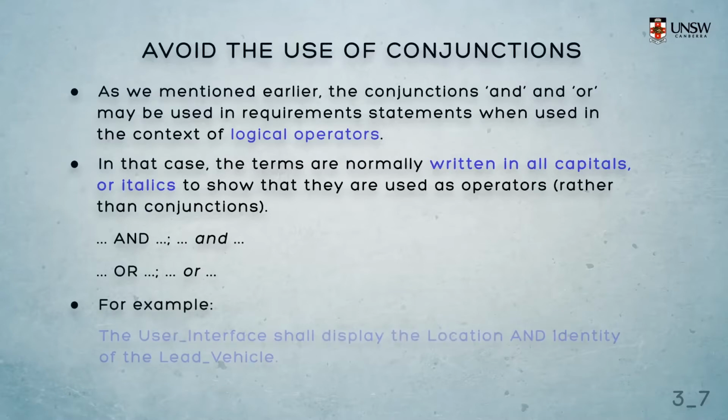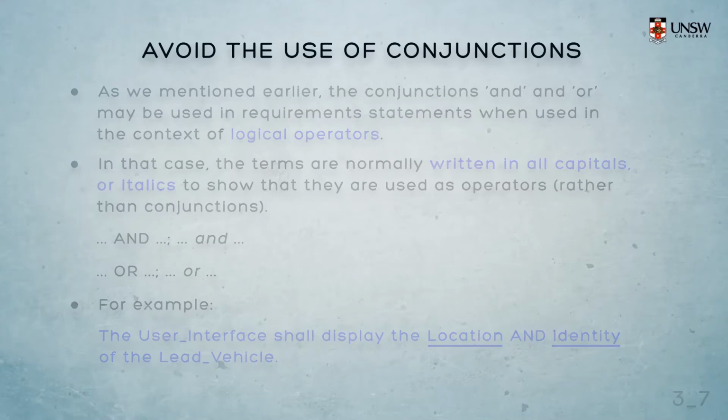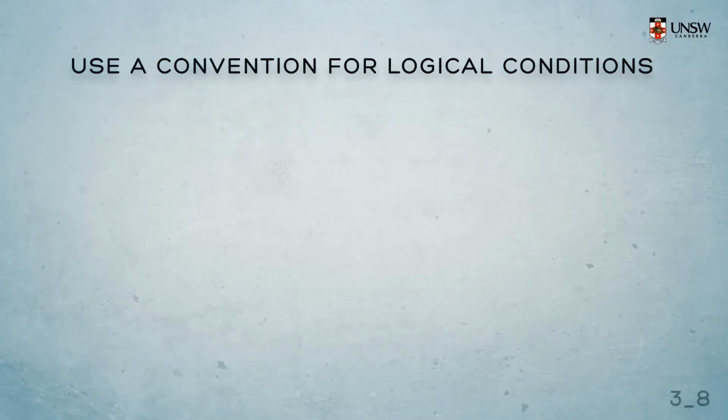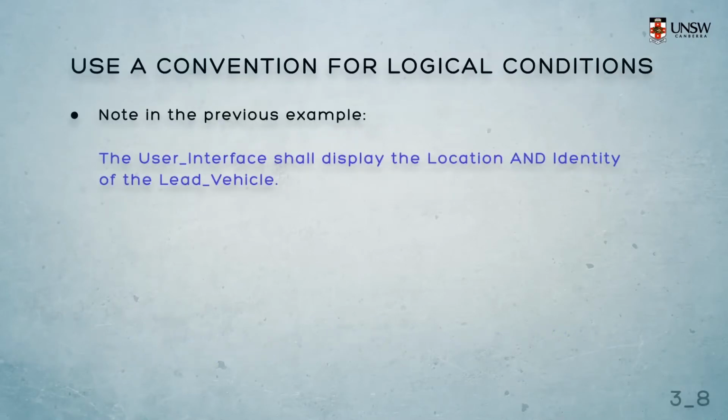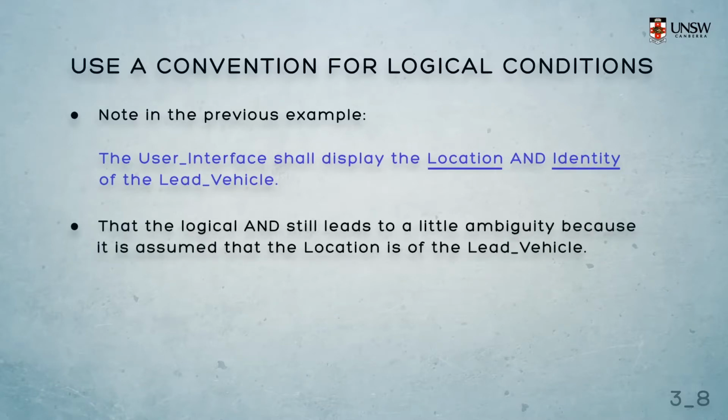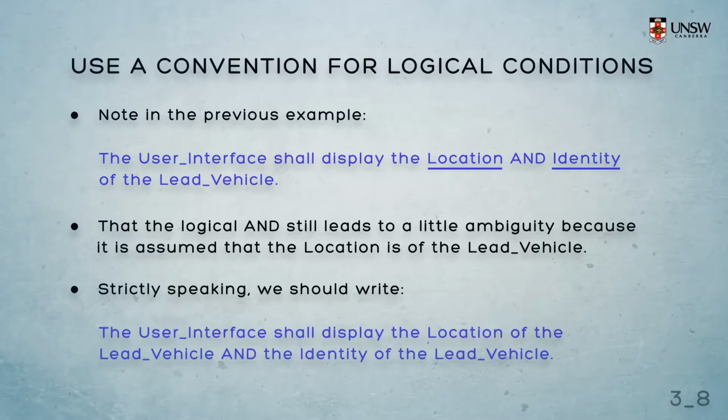And so, for example, we might say, "The user interface shall display the location and identity of lead vehicle," implying that both are to be displayed at the same time. Now, that requirement needs rewriting. Notice that "the user interface shall display the location and the identity of the lead vehicle" actually leaves the relationship between the location and the lead vehicle in abeyance. What we could do, strictly speaking, is make sure that we are writing it carefully to say that the user interface shall display the location of the lead vehicle and the identity of the lead vehicle.